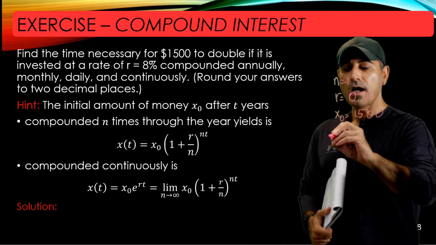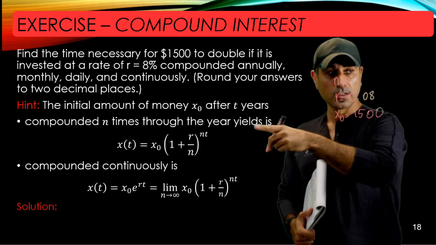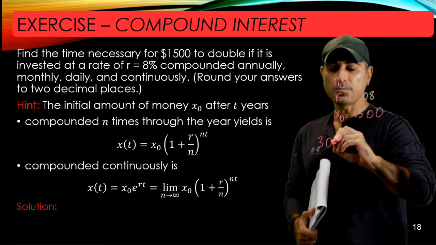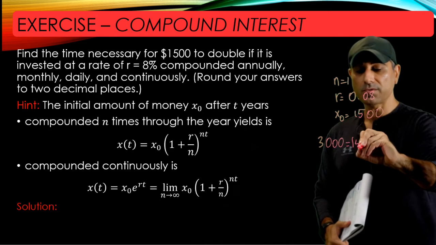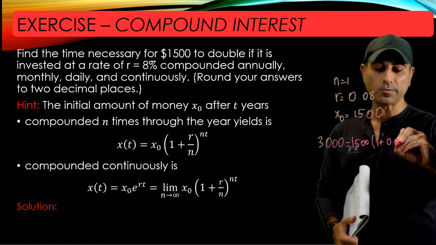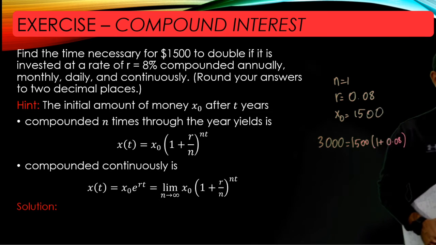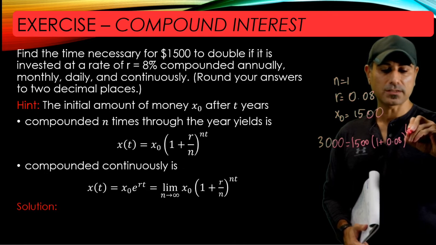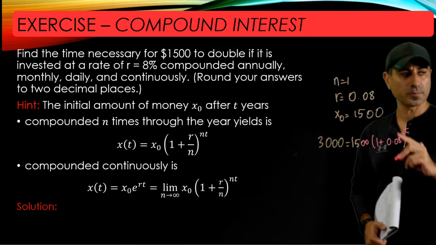In other words, because this solution corresponds to the annual compounding, I want x to be 3,000 for some time, which I'm after. Okay, I start with 1,500, and 1 plus just 0.08. I don't divide it by 1, right, because it's still 0.08. And then this is just 1 times t, that's exactly equal to t. Okay? So again, our goal is to determine t here.